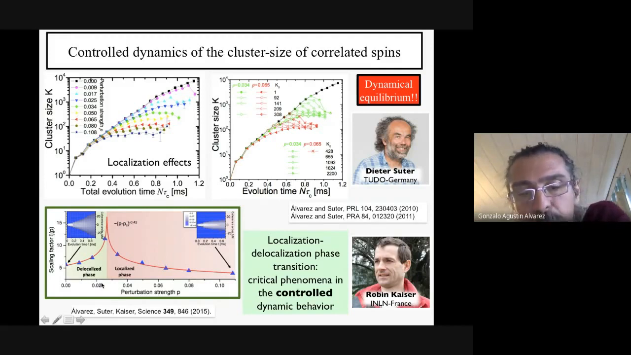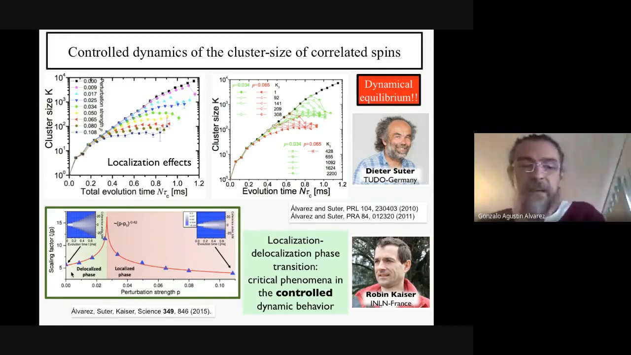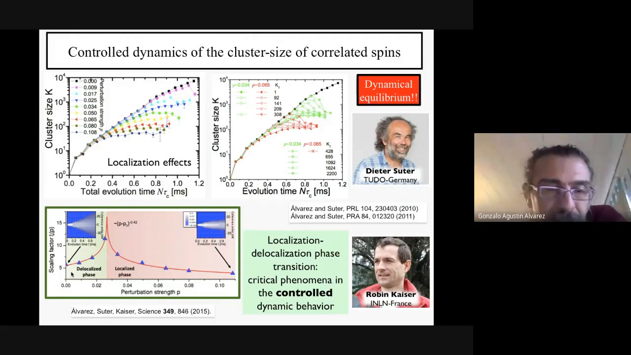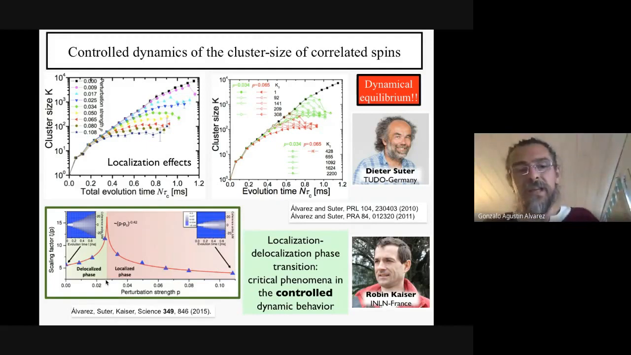However, if we are able to reduce the perturbation below this critical threshold, we can correlate as many spins as we want in a controlled way. So this is very encouraging for quantum information processing, for quantum technologies, because this perturbation is not 0. If we have a very weak perturbation, but it's finite, we will still be able to correlate as many spins as we want, because the propagation of information is delocalized.